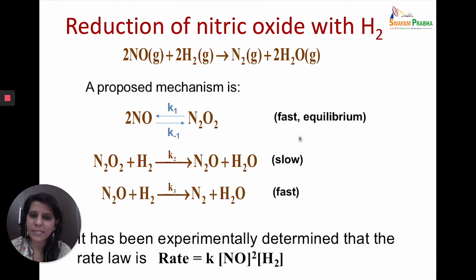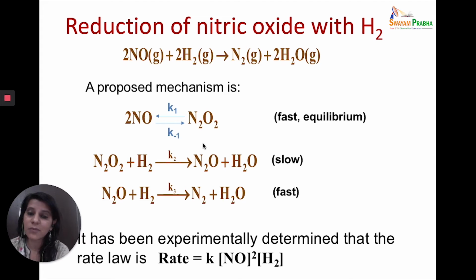Now in this mechanism, the first step is a fast equilibrium, second is a slow step, and third is a fast step. Now if I were to use the slow step, which is the rate determining step, for finding out the rate law, it would be written as k2 [N2O2][H2]. But we have a problem. N2O2 does not appear in the overall reaction. That means it is not a reactant.